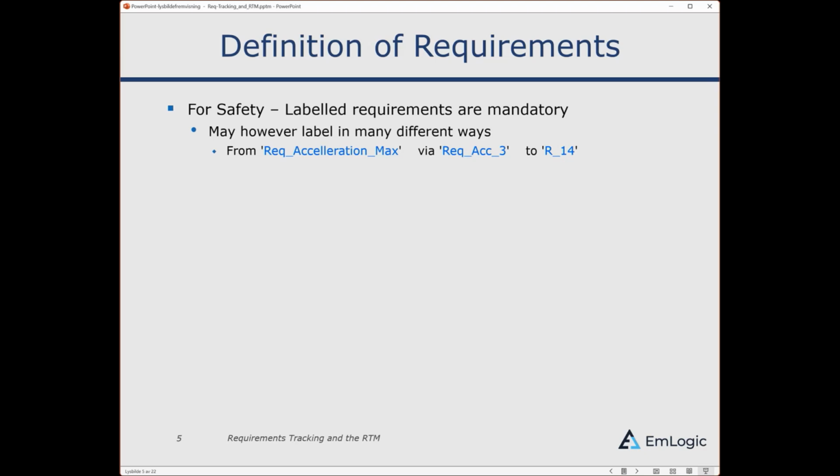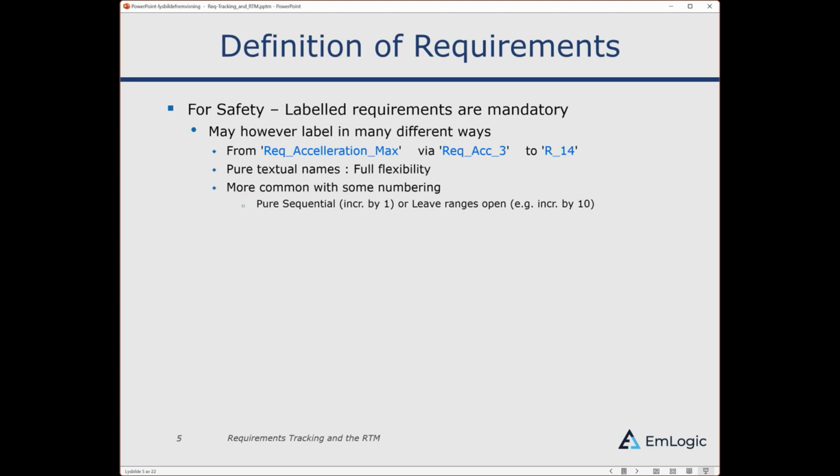So you could have something like a rec acceleration max in this case, or you could just use a narrower, smaller version like rec ac3, as in the acceleration requirement number 3. And have you even seen cases where you just have R or requirement and then just a number? And this differs from company to company. Of course, if you have really pure textual names, then you have full flexibility in the naming and also in how you add requirements during the development. But it's more common with some kind of numbering.